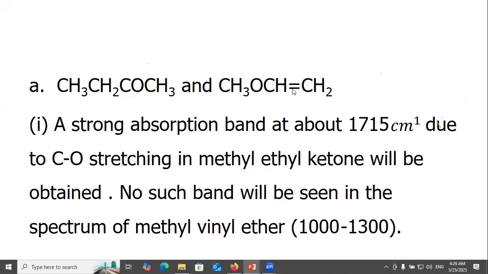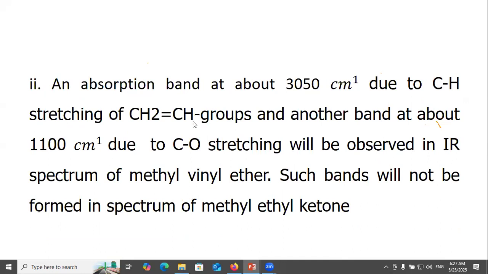This is the methyl vinyl ether. Around 1000 to 1300 per cm. In case of pair second, an absorption band about 3050 per cm due to carbon-hydrogen stretching of the sp2 double bond CH groups, and another band about 1100 per cm due to C-O stretching will be observed in the IR spectrum of methyl vinyl ether. Such bands will not be seen in the spectrum of methyl ethyl ketone.